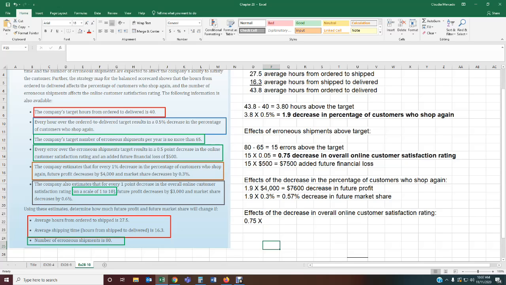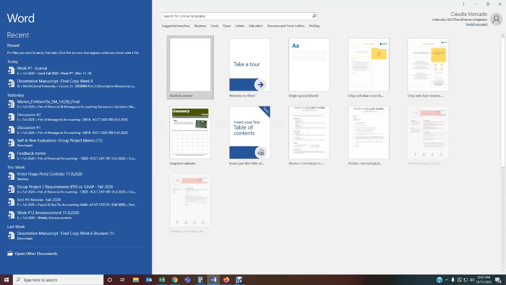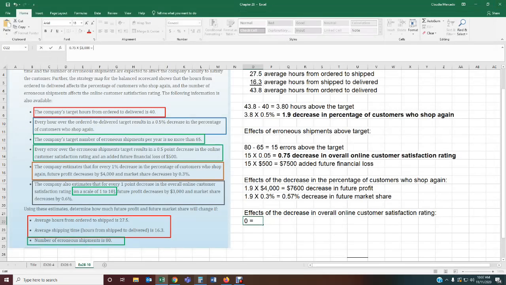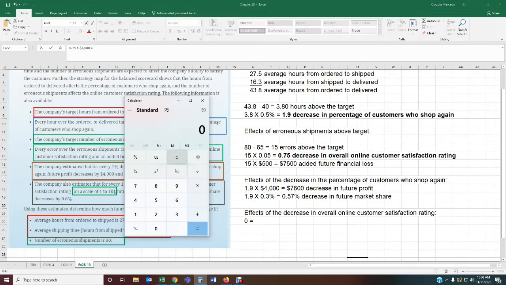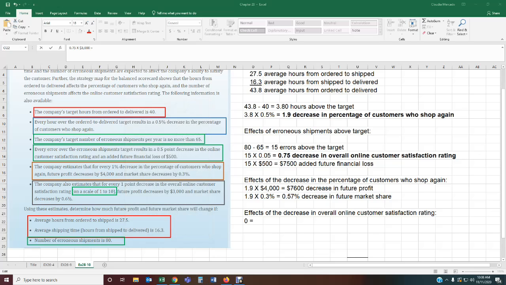So I know that my future profit is going to decrease by $3,000 for every point. I know that my customer satisfaction rating dropped by 0.75. So I'm going to multiply 0.75 by $3,000. Oh sorry, I'm opening Word instead of the calculator. Let me close that out. Here we go. 0.75 times the 3,000 gives me a $2,250 decrease in future profits.